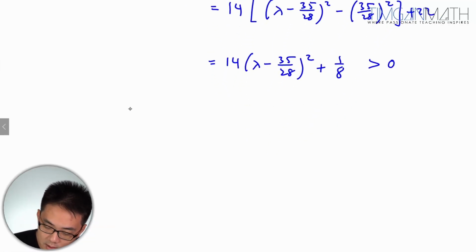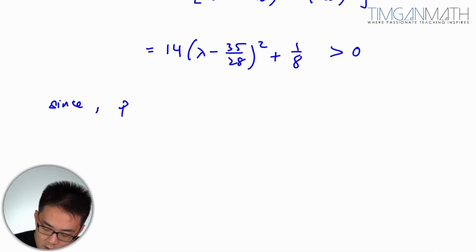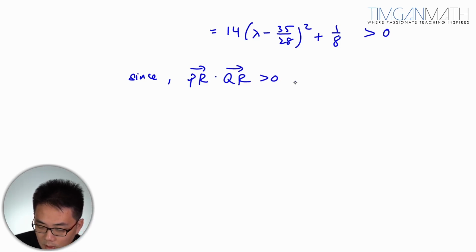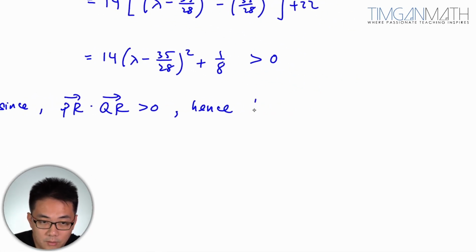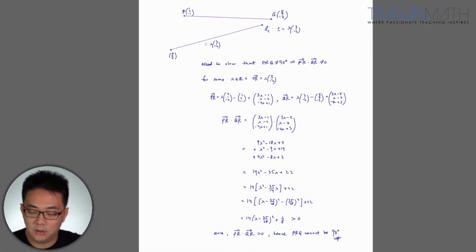So since PR dot QR is more than 0, hence it's not possible. PRQ cannot be 90 degrees. Okay, so that's not possible. So this is how you do this question proficiently.